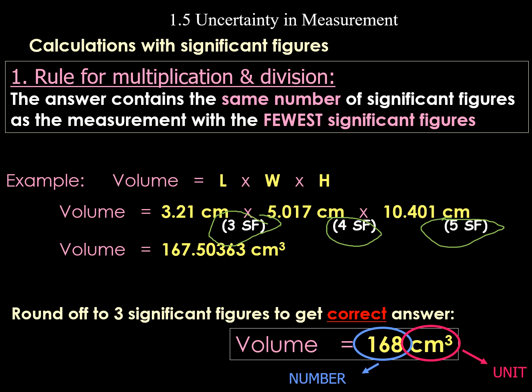So the final volume will be 168 centimeter cubed. Again, you have to write everything as a number and a unit. If you were to punch these numbers directly into your calculator, you would obtain 167.50363. But when multiplying and dividing with significant figures, you have to look at the question, which one has the least. The 3.21 centimeters is the least with 3 significant figures. Your answer must be 3 significant figures as well. You have 167.5, you round it up to 168 centimeters cubed.